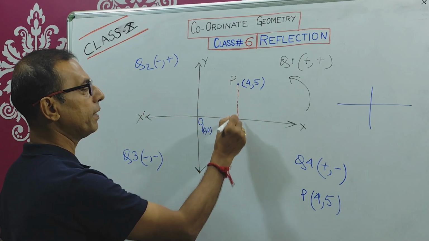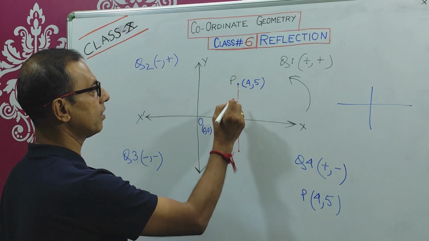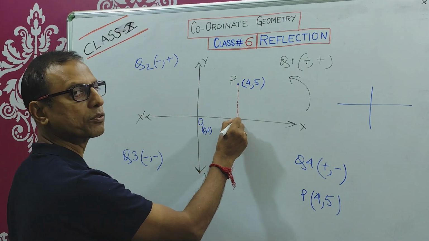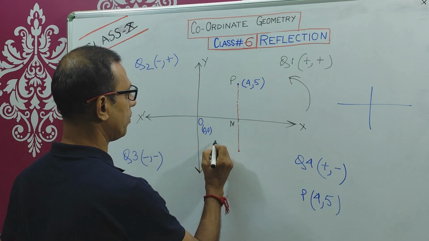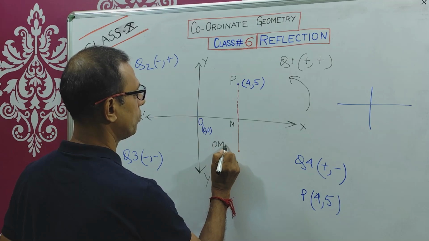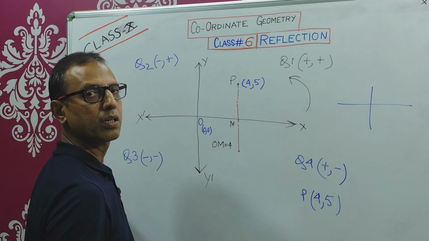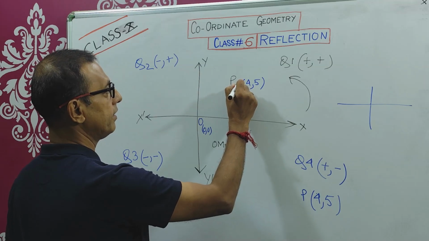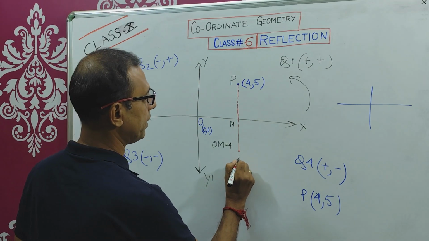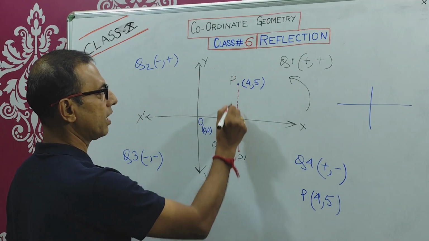Since you are drawing the perpendicular, there will not be any change with respect to the x-axis, because OM equals 4. But this MP, and this is P dot. P dot is the image of P.